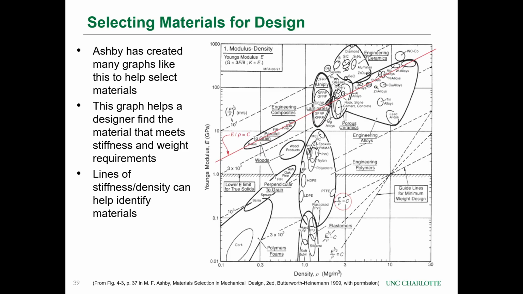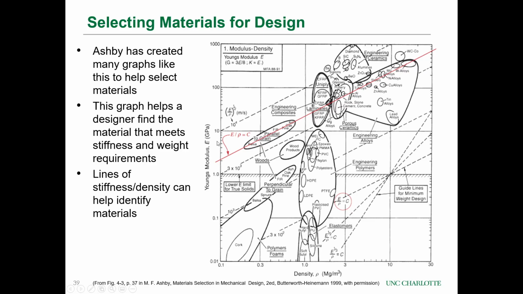Now, I only have 2 more slides. This is the first one, and I just want to make you aware of tools that are available to you. Ashby has spent a significant portion of his career producing graphs like this, and he summarized them in his book, Material Selection and Mechanical Design. It's a fantastic book, and it takes all of the properties for all of the materials and plots them on different plots. This plot in particular is your Young's modulus, which I think of as stiffness. So this is your stiffness versus density.